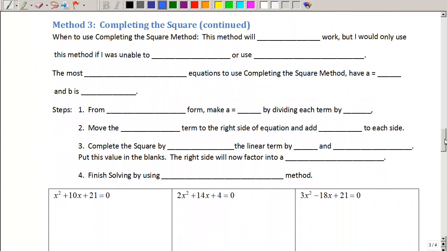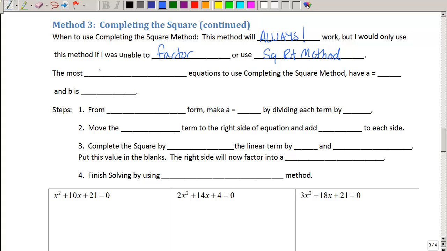Now let's look at the instructions for how to use completing the square. The first thing I'd like to know is when I should use the completing the square method. I want you to understand that this method will always work. But I would only use this method if I was unable to factor or to use the square root method. We're going to try those two options first before we use completing the square. That's going to be your fastest option.